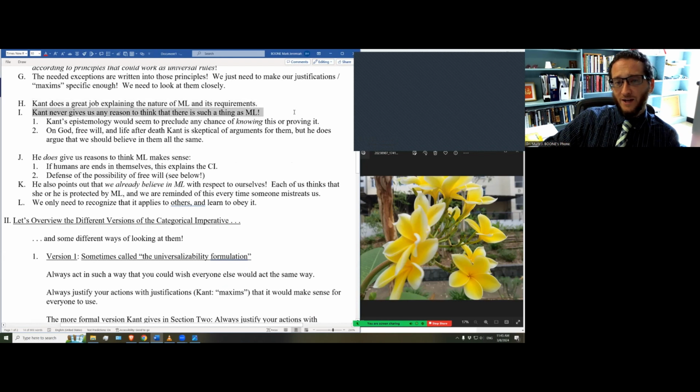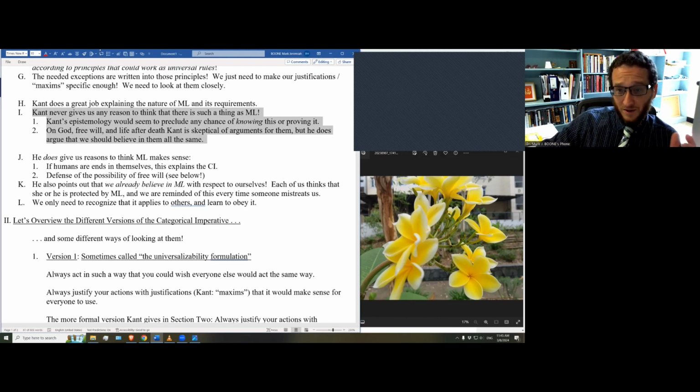Now, as far as I can tell, Kant actually doesn't give us any reason to think there is such a thing as moral law. In fact, his epistemology, his theory of knowledge, would seem to mean we can't ever know that there is such a thing as moral law. Moral law does involve things like having a non-physical soul and having free will, and consistently following moral law does actually involve things like believing in God and in life after death. But Kant is very skeptical of the possibility of giving good proof of God, free will, life after death, immaterial soul. But he does argue that we should believe in these things. That's part of the explanation.